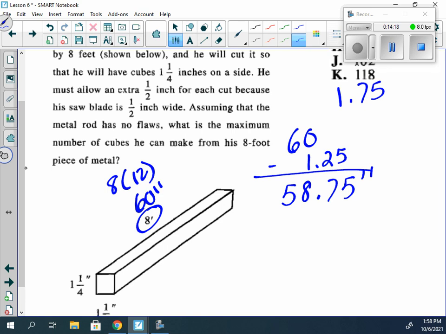Now what we can do next is take this here, because the rest of them will have that extra 1/2 inch, and divide it now by 1.75. And I think we'll get 54 point something. Plus 1.75. It should be a lot bigger.